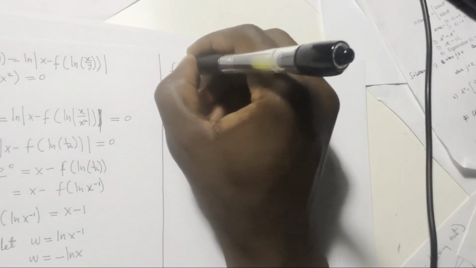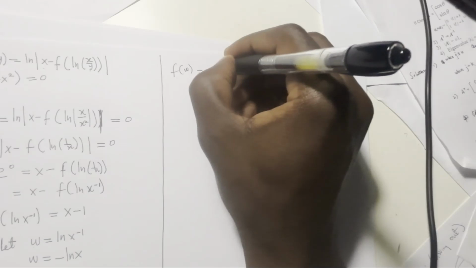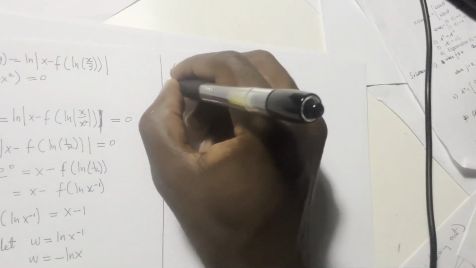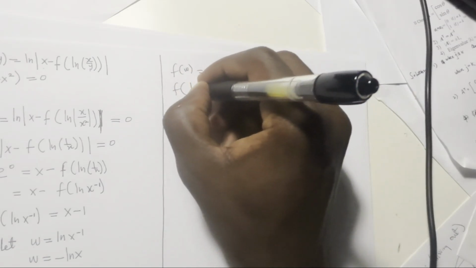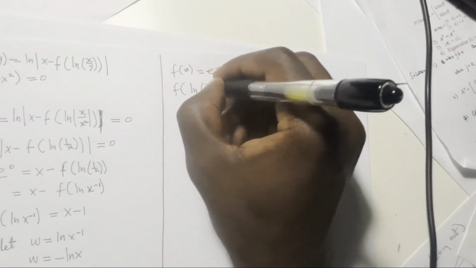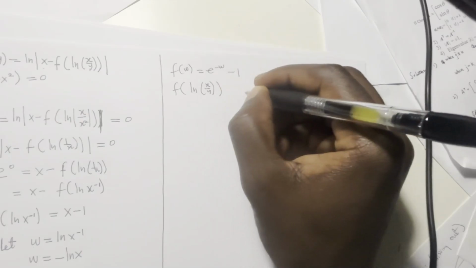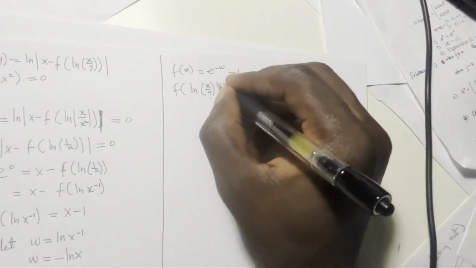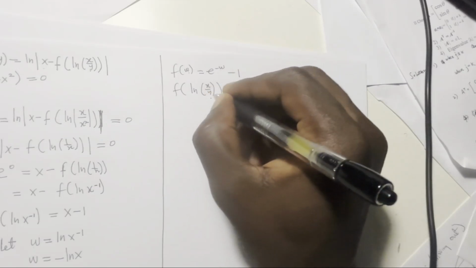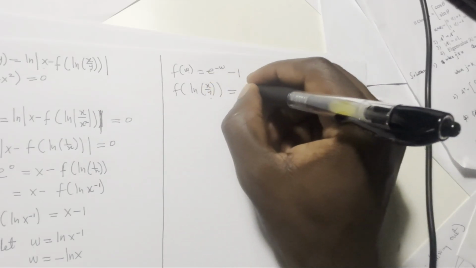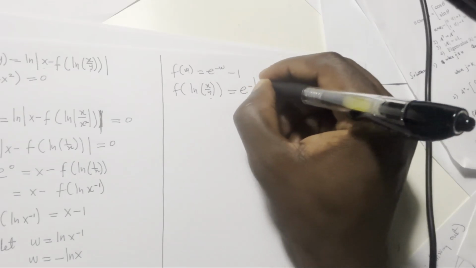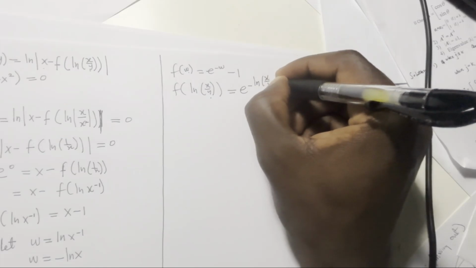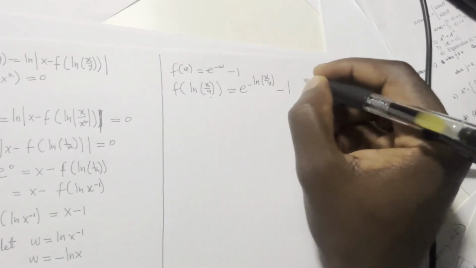So now we have f of w is equal to e to the power negative w minus 1, and we are asked to find f of natural log of x over y. So it means that this constitutes that. So wherever we see w, we put this whole expression there. So we have e to the power negative natural log of x over y minus 1.